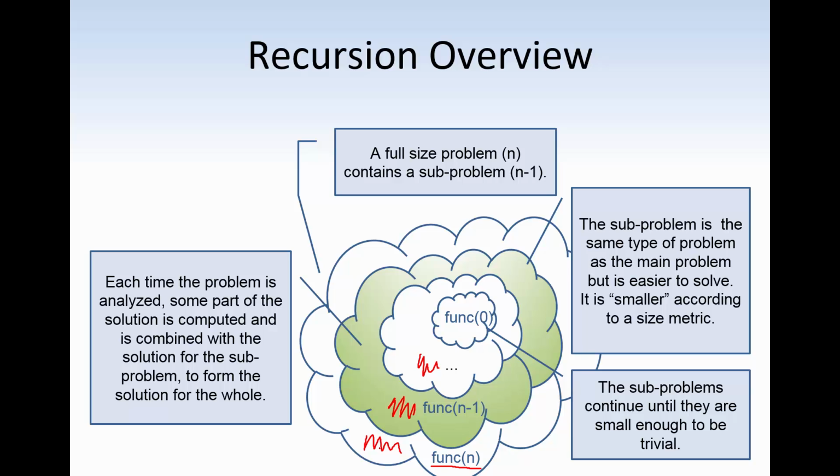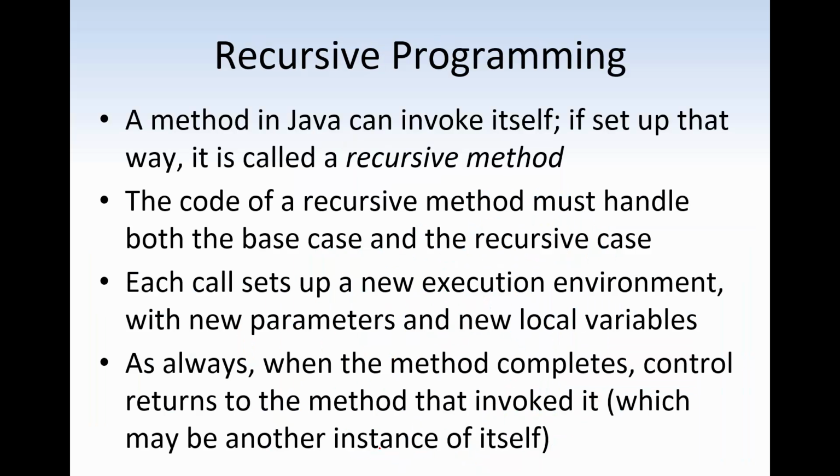So this is our overview of a recursive algorithm or recursive function. Problems inside of problems get simpler and simpler until they're obvious to solve. Let's take a look at how this happens in Java if we actually have a method. If we have a method that's recursive, we call it a recursive method.